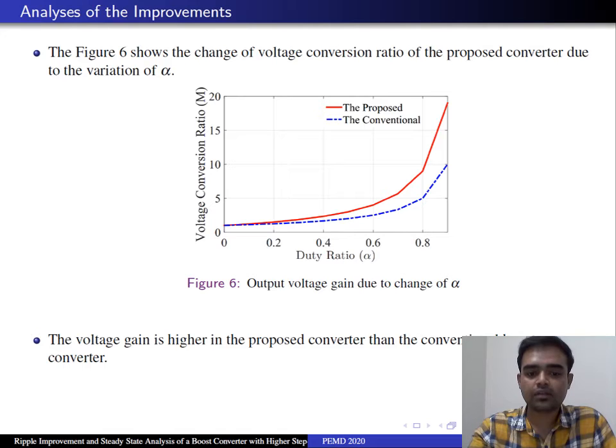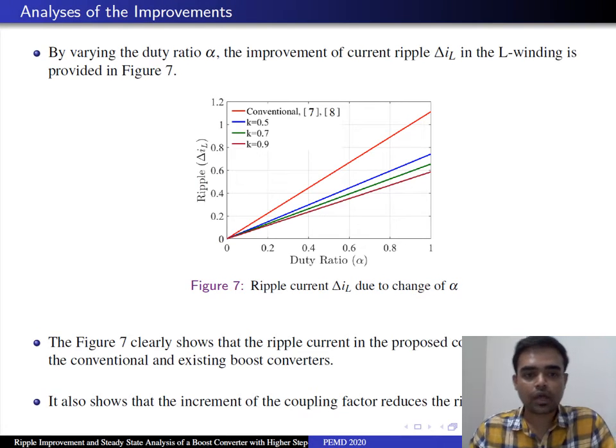The voltage gain is higher in the proposed converter than the conventional boost converter. Now, by varying the duty ratio alpha, the improvement of current ripple delta IL in the L winding is provided in figure 7. You can see that the conventional boost converter and the existing boost converters have much higher ripple than the proposed converter.